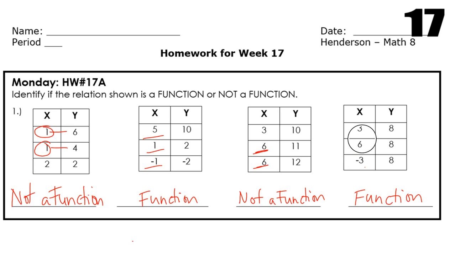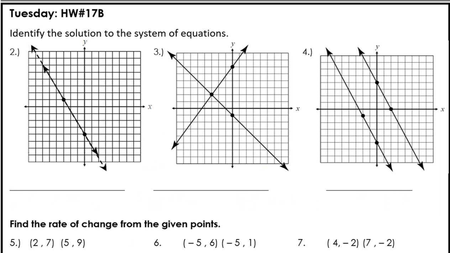I know sometimes it gets confusing here where the numbers are the same but the values are different, right? That's a positive 3 and a negative 3. That is not a repeating value. Let's take a look at the second box here.